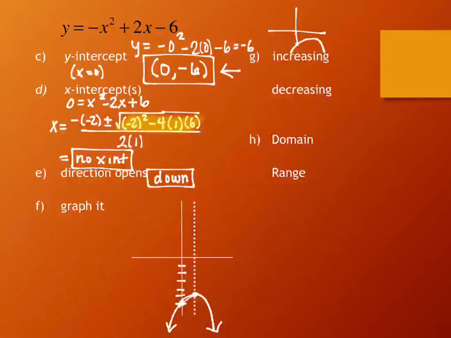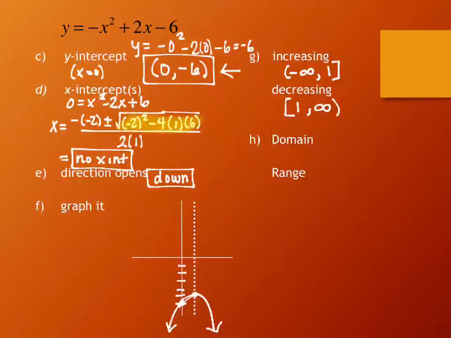So my increasing interval is going from negative infinity to 1. Again, I told you that I don't care whether you use parentheses or brackets. Just from the looks of my notes, I'm pretty sure your book's using brackets and probably your MyMathLab as well. So just be aware of that. But if you use parentheses on increasing, decreasing, it's fine. Where's the graph decreasing? It's 1 to infinity.